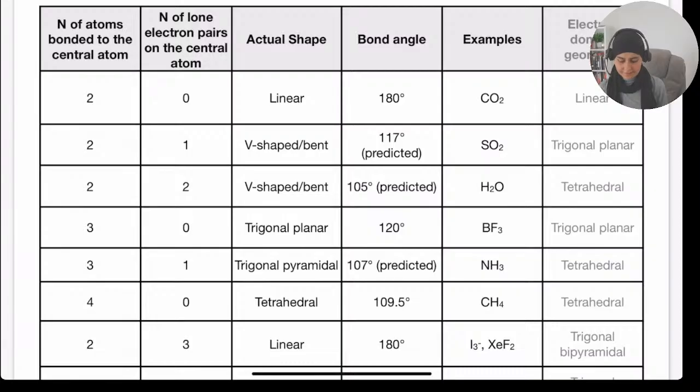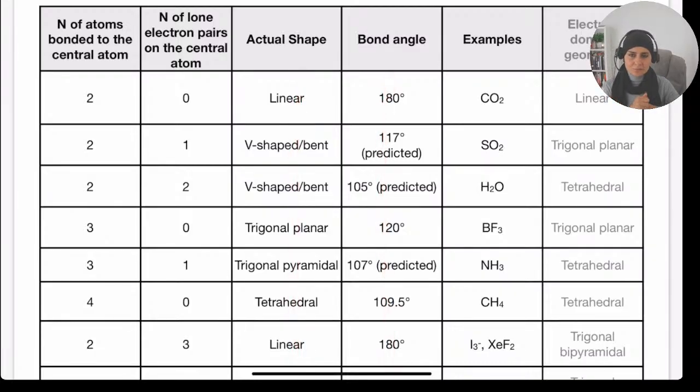If we had, for example, two atoms bonded to the central atom and two lone pairs, the shape would be bent, the bond angle would be that, and the electron domain geometry would be tetrahedral. I'll explain the difference between actual shape and electron domain geometry in a second. But you understand how to use the table, right? You draw the Lewis structure, find the number of atoms bonded to the central atom, find the number of lone pairs on the central atom, and then that's your actual shape and your bond angle.